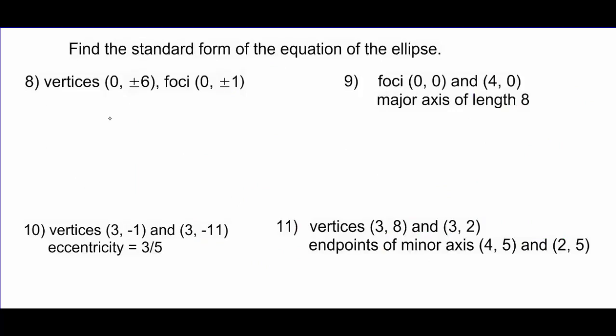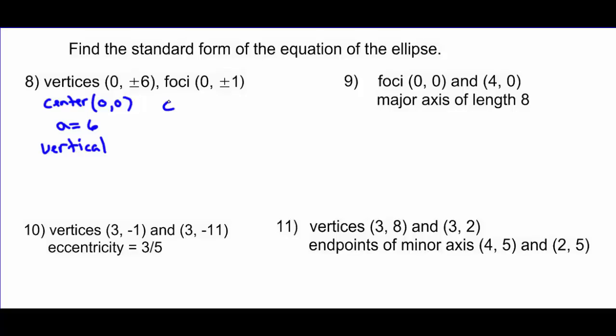All right, 4 clue problems left. They all have a little bit different information. Let's take a look at them. Number 8, vertices at (0, plus or minus 6) tells me a couple of things. First, I know that the center would be at the origin. Second, I know the A value is 6. Oh, one more thing. If the vertices are at (0, plus or minus 6), I also know that this ellipse has to be vertical. And by vertical, I mean a vertical major axis. Okay, so it's taller than it is wide.